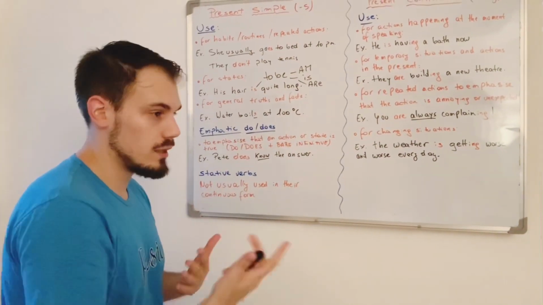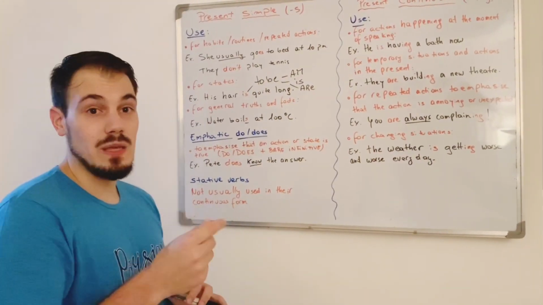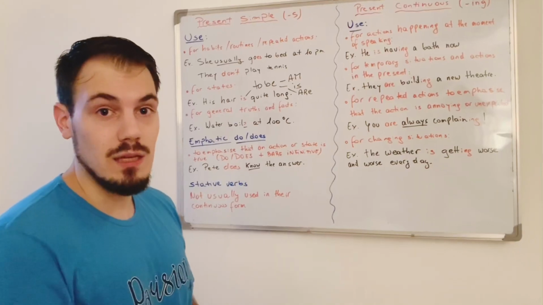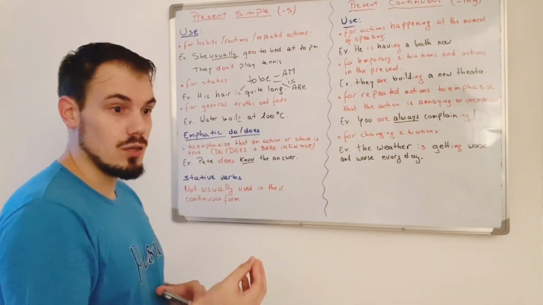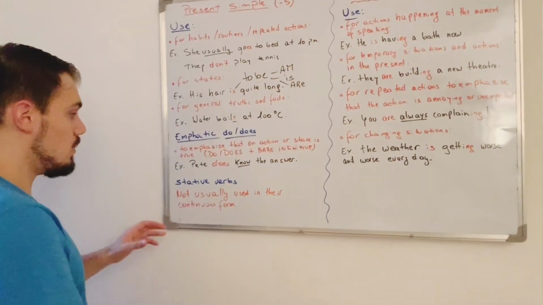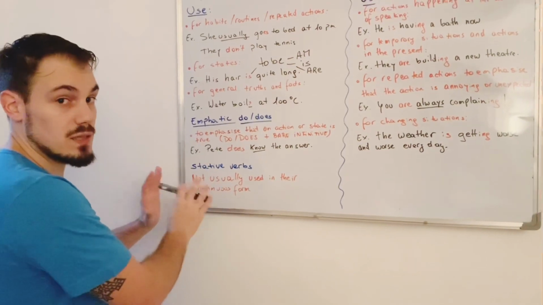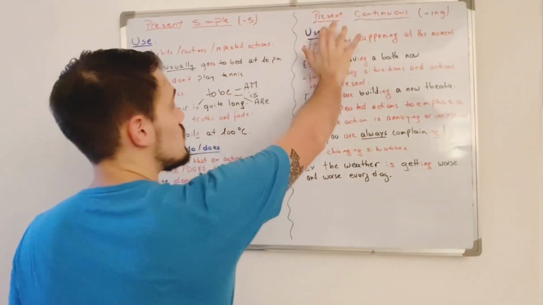Another example. I don't speak Chinese, but I do speak English and French. Okay? You are reinforcing some kind of information. And then we have the stative verbs. But for the stative verbs, we are going to wait just a little bit because we are going to move on to the present continuous.